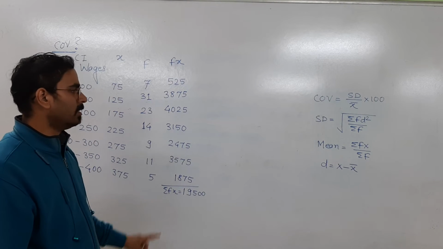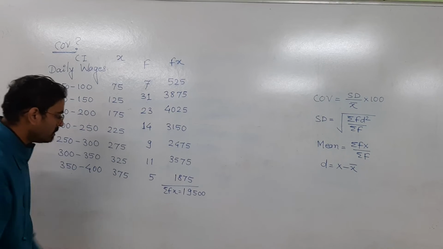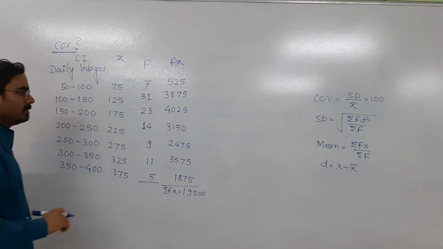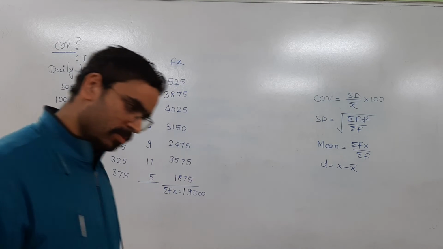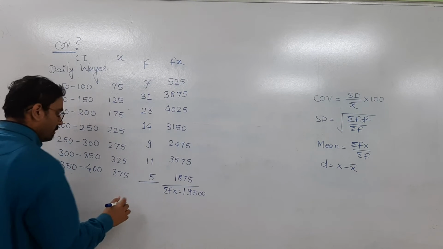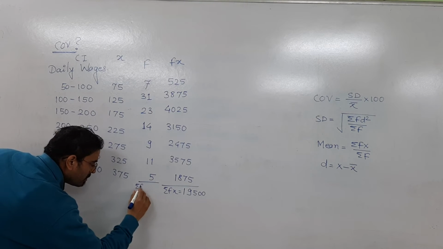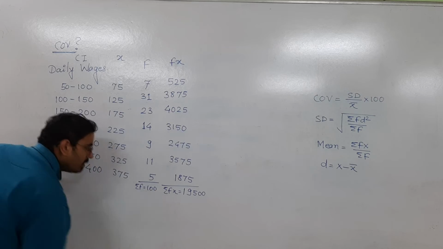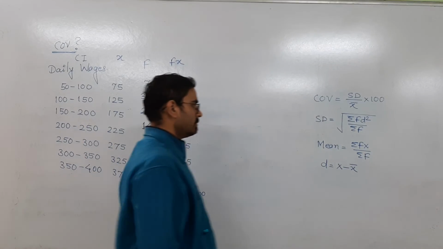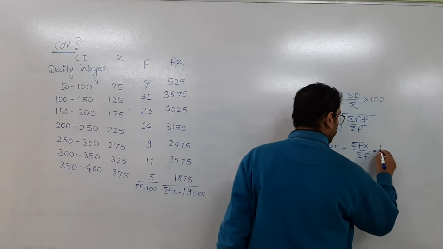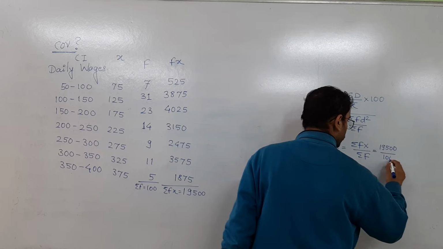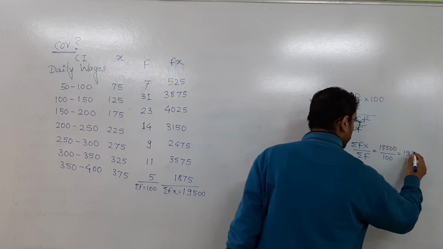Okay. And we also have to calculate the summation of frequency. So add these terms also. So what will we get? We are getting the summation, that is 100. Summation of frequency is 100. So by using these two terms, we can calculate the mean. 19500 divided by 100 will be 195.